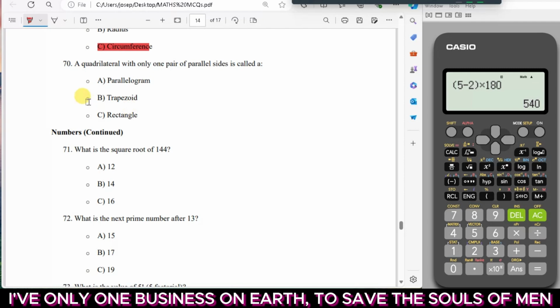Alright. A quadrilateral with only one pair of parallel sides is called what? A trapezium.